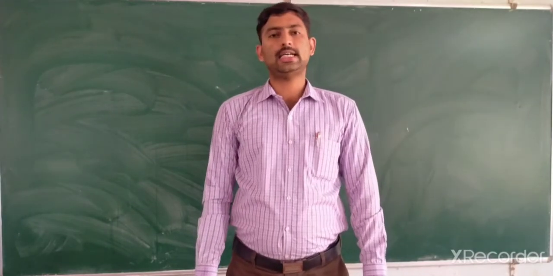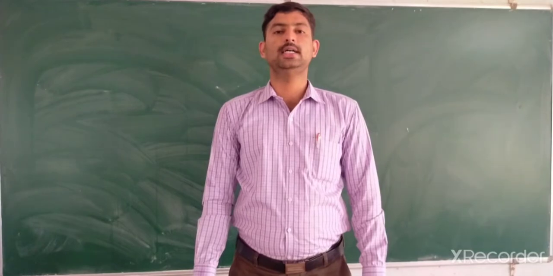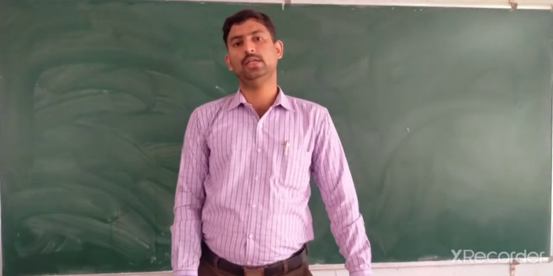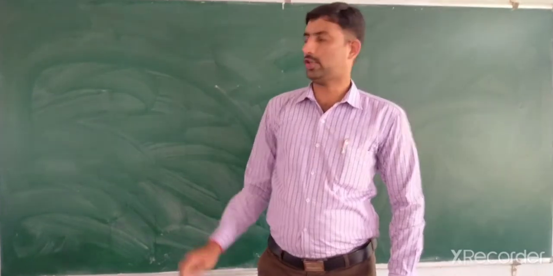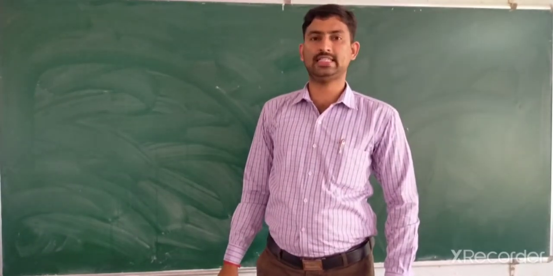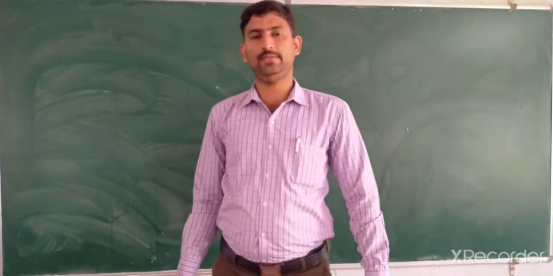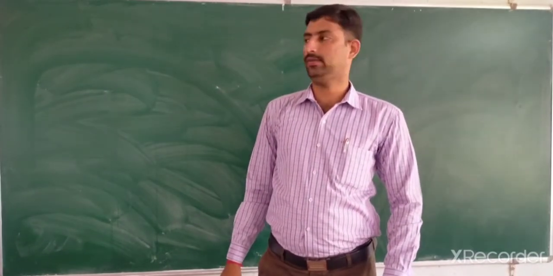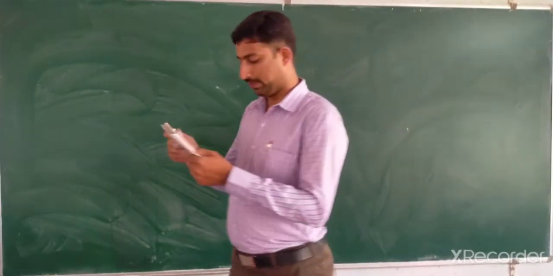In the last class, we discussed the adjoint formation when a matrix is given. In today's class, we will discuss one theorem, that A into adjoint of A, which is nothing but adjoint of A into A, which is nothing but determinant of A into I, with the help of a suitable example.